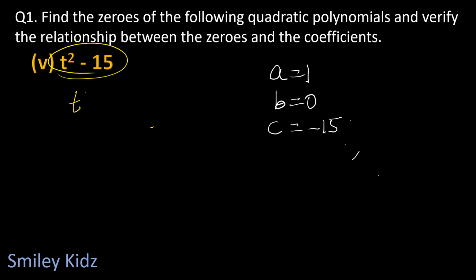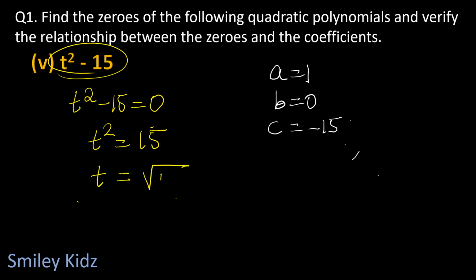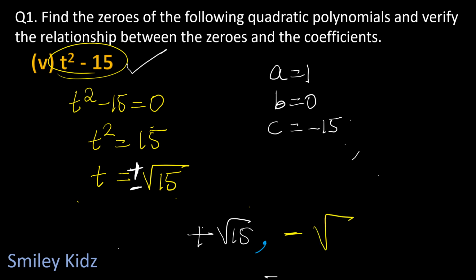First equate this expression to 0. t square minus 15 equal to 0. Now t square will be equal to plus 15, when I send this minus 15 to the other side, it turns out to be plus 15, right? And when I send the square to the other side, it turns out to be square root of 15. And always remember, the square root can be positive or negative. So the two zeros of this particular quadratic polynomial t square minus 15 are plus root 15 and minus root 15. So what are the zeros of this particular quadratic polynomial? Plus root 15 and minus root 15.